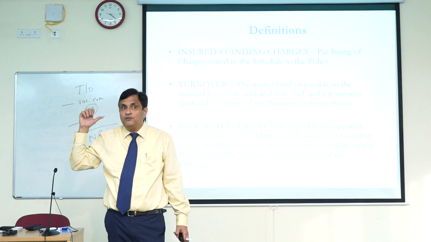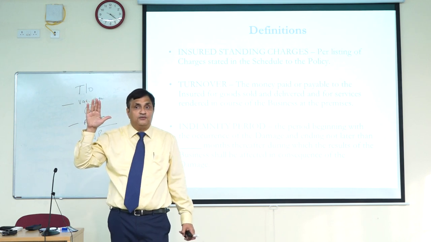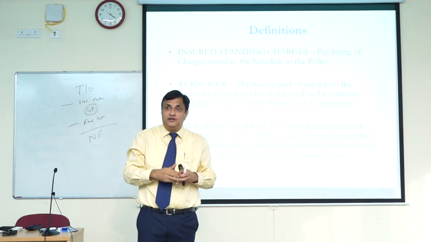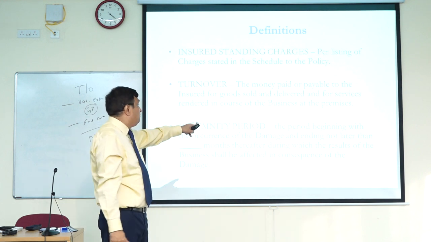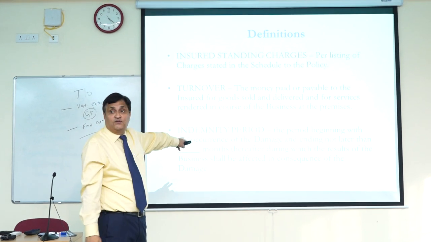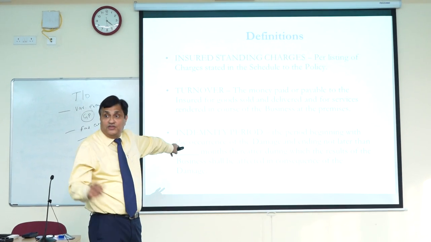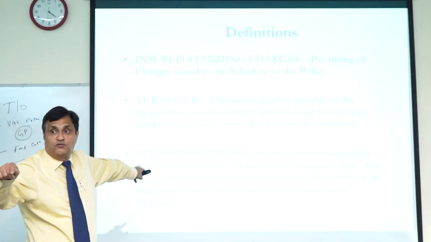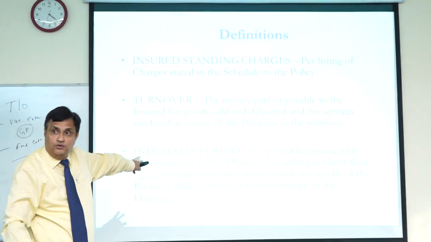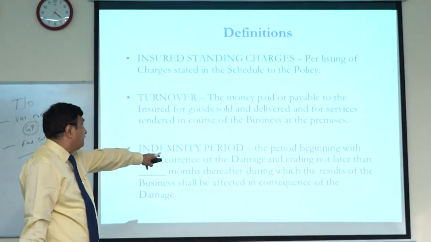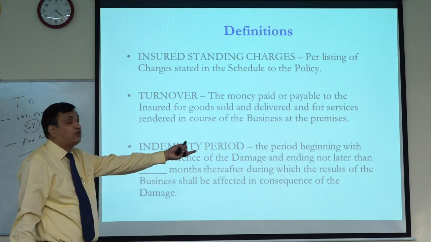Is that clear? Have you understood the concept of indemnity period? It's not just the policy period. Indemnity period is the period beginning with the occurrence of damage, when the loss occurred, and anything not later than 12 months, that you have to select. Is it 12 months, 24 months, 36 months, 3 months? You can decide that. Thereafter, you consider the results of the business and the affected consequences of damage.